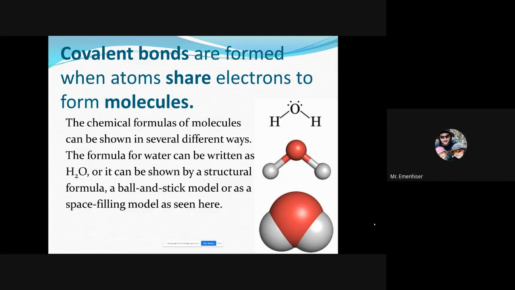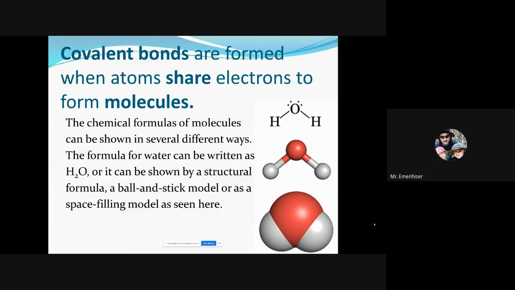want to have an octet. They want to fill their outer shell, and so they want to obtain that octet, which is the rule of 8. The octet is the fact that all atoms react and combine to form molecules or compounds so that they fill their outer shell. And so when atoms do this, they may share electrons.